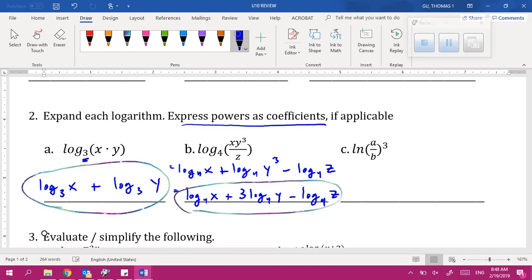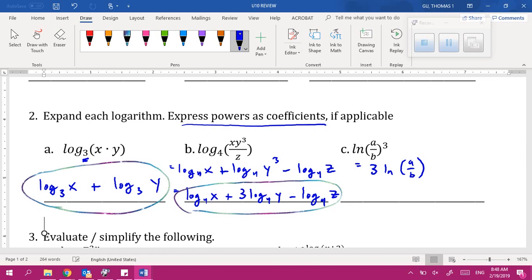And then on C, what we want to do here is, first we see that 3 is being applied as a power to everything inside the parentheses, so we're actually just going to bring it to the front using the power rule. So it's going to be equals 3 ln of A over B.